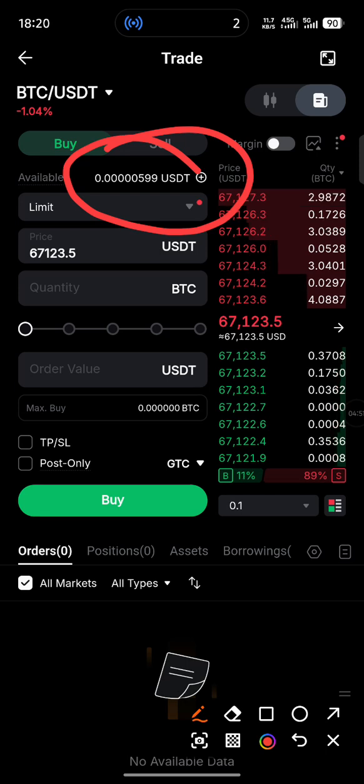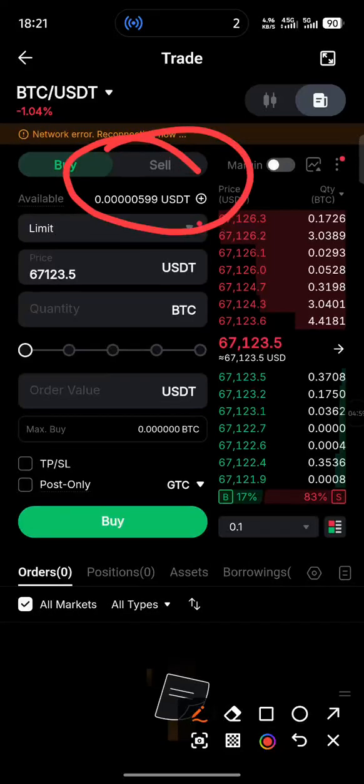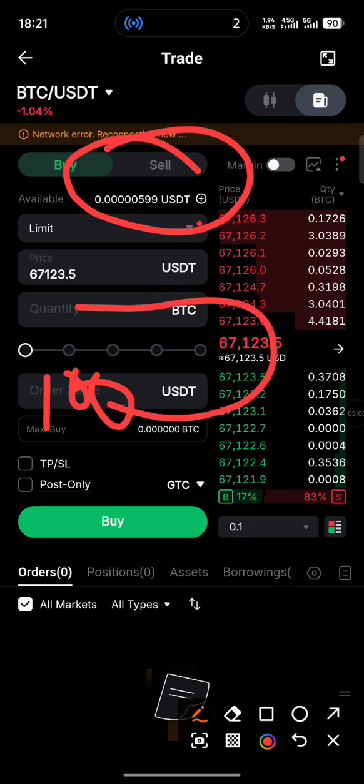But currently I do not have available USDT. All that I have is currently in trading. So if you come to this place, you input the volume of USDT you want to use to trade BTC.